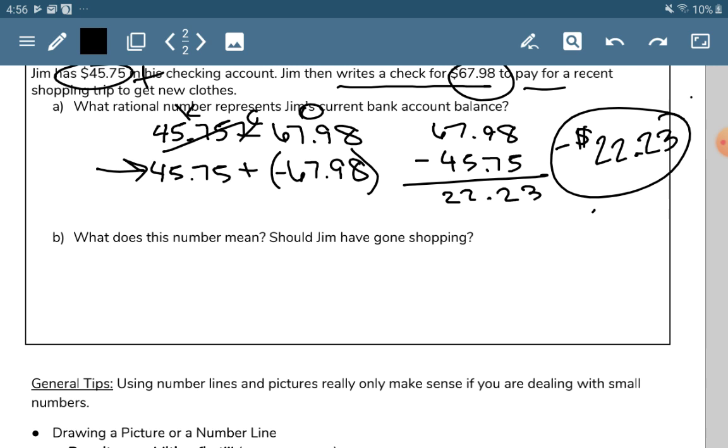$22.23. Now the question, part B there, is what does this number mean and should Jim have gone shopping? When you have a negative amount of money, that means you are in debt. So that's the first thing I'm going to say. It means he is in debt.